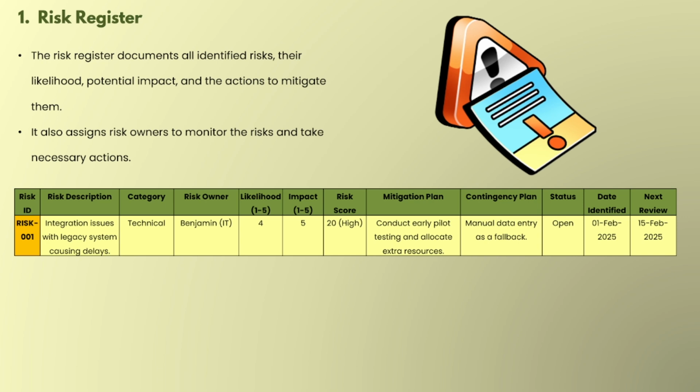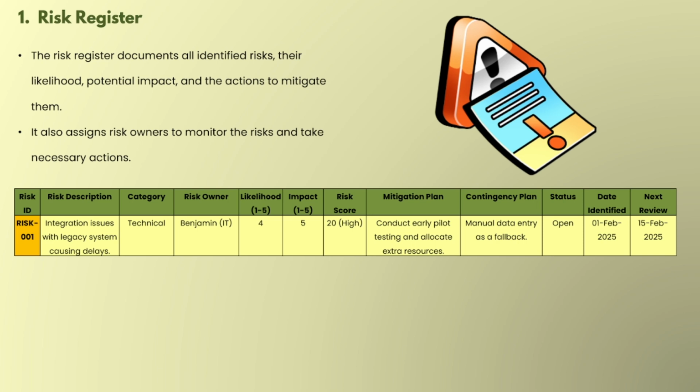Then contingency plan. In a few cases, risks are inevitable. So a contingency plan is a backup action if the risk does happen anyway. What happens in that case? Then manual data entry as a fallback. If something happens, then try manual data entry.